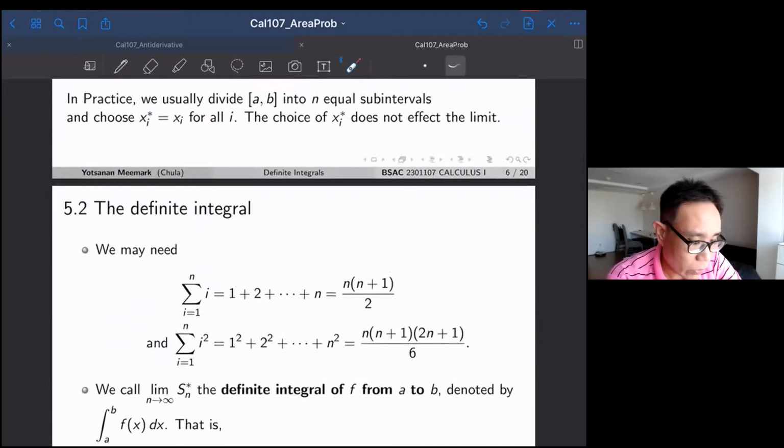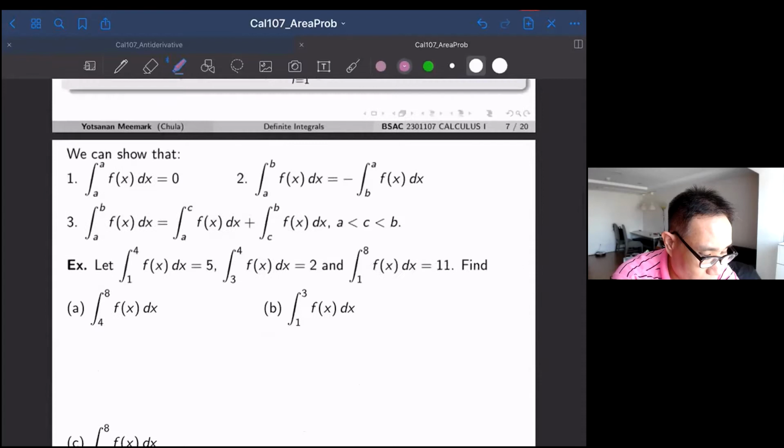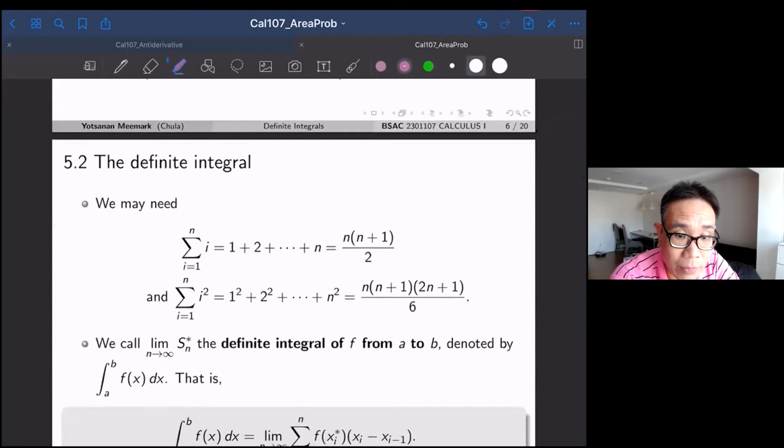However, you see that we need to compute Sn star before taking the limit. You're going to use the formulas: the sum from i equals 1 to n of i, which is 1 plus 2 plus up to n, turns out to be n times (n plus 1) over 2. And the sum from i equals 1 to n of i squared, which is 1 squared plus 2 squared up to n squared, gives you n(n plus 1)(2n plus 1) over 6.